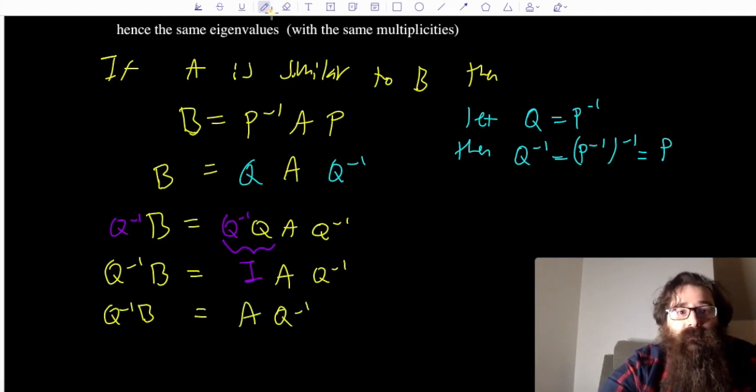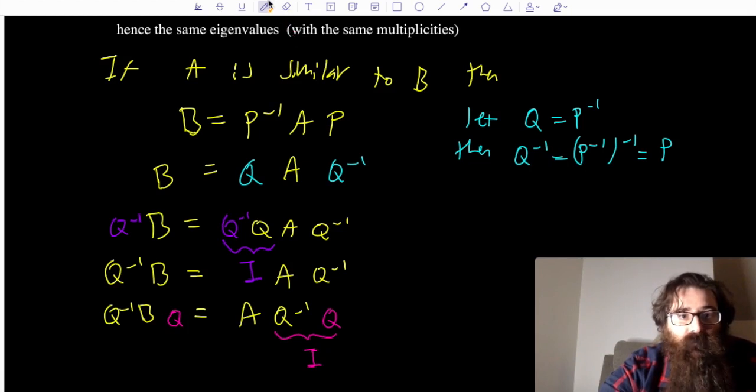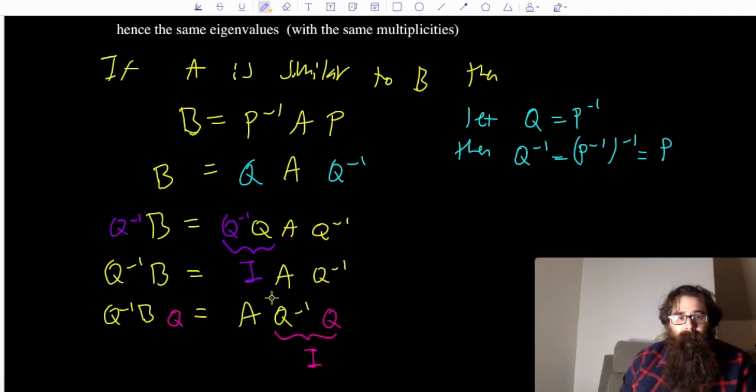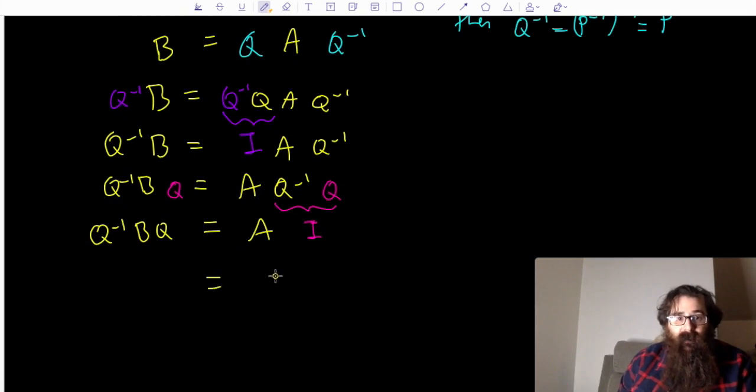But what would I want to do next? Well, I've got to get rid of that Q inverse on the right here. So to do that, we multiply on the right by Q on both sides. It has to be on the right. And over here, Q inverse times Q is the identity. So on the left, we have Q inverse times B times Q equals A times the identity. And A times the identity is just A. So I have A equals Q inverse times B times Q for some invertible matrix Q.